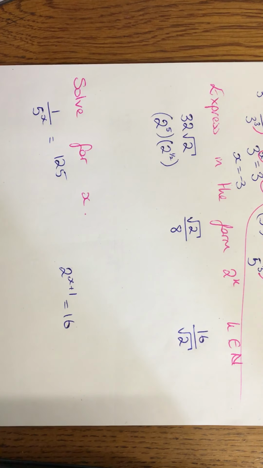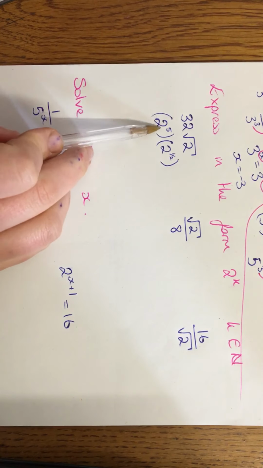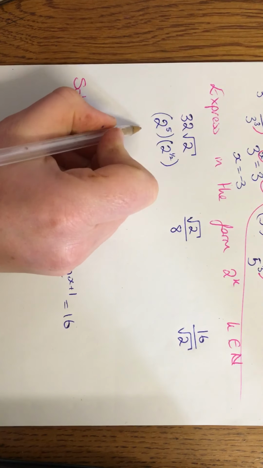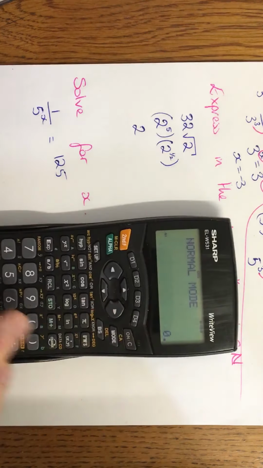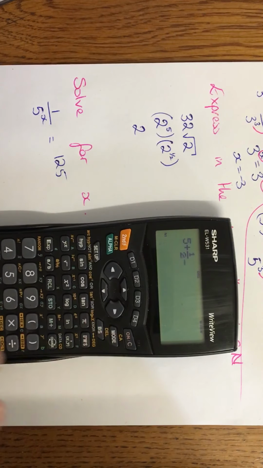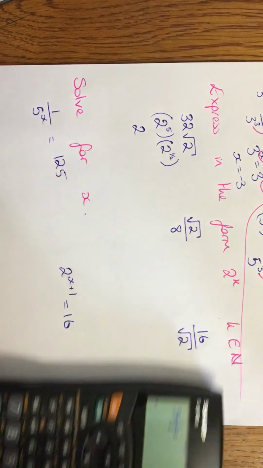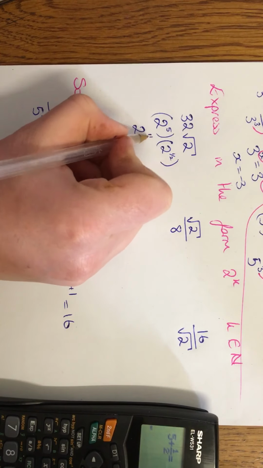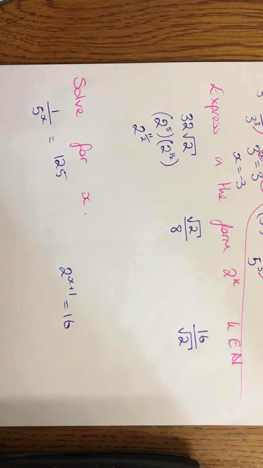Now, remember from your rules of logs, when you're multiplying, add the powers. So it's 2 to the power of 5 plus a half, which is 11 over 2, or 5.5, whichever you prefer. Okay, the next one.